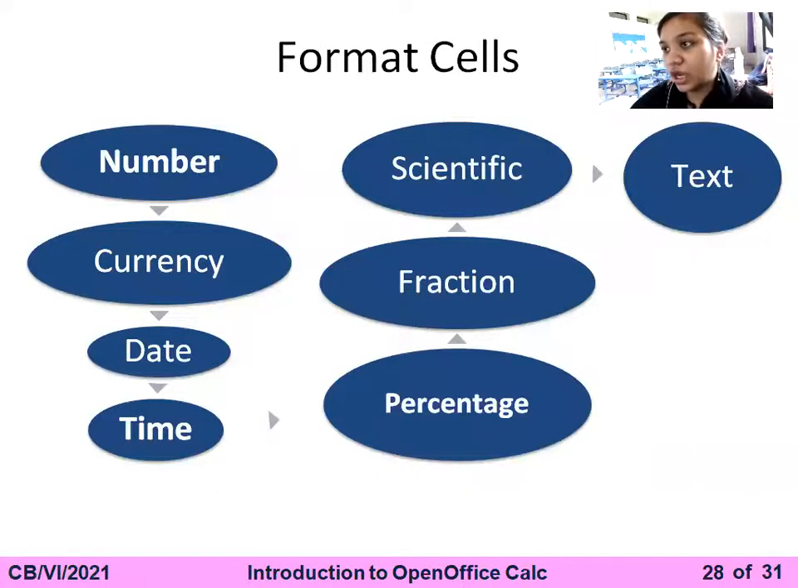Now, today we are learning formatting the cell. Whenever you are writing something in a cell, you can also format it, change it, and fix it. There are 8 types of cell formatting: number, currency, date, time, scientific, fraction, percentage, and text. So let's see the demo of that.